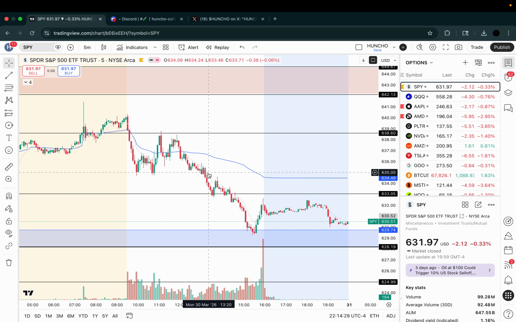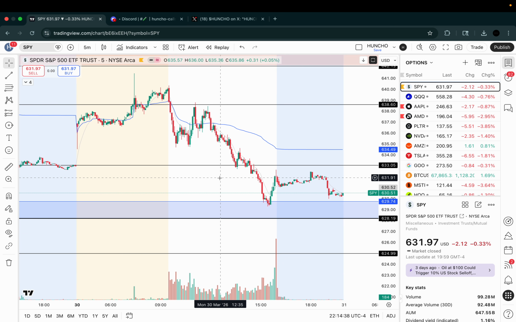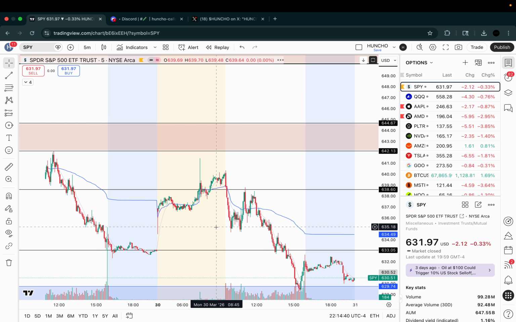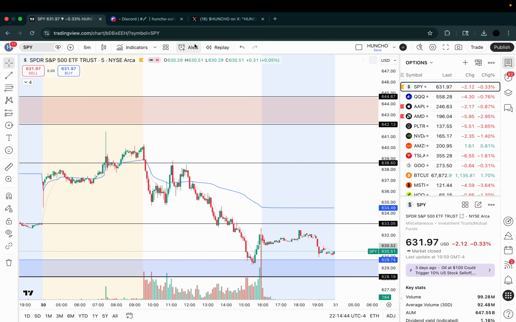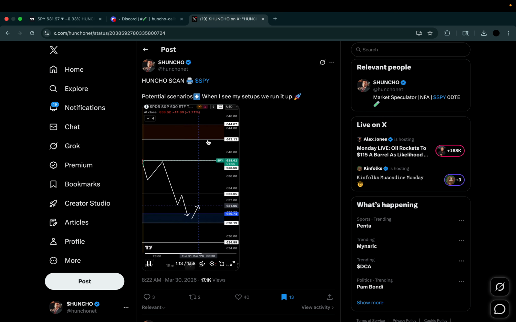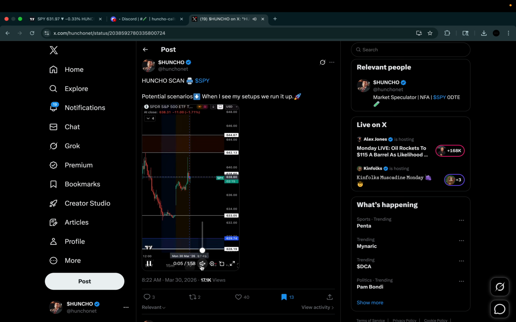Let's get right into it. The levels I used, right? 638.60, 633, 642 key zone, 629 key zone. These are the main areas for this day, and I'm gonna show you guys this post that I made on Twitter this morning at 8:22 a.m. Huncho scan potential scenarios, right?